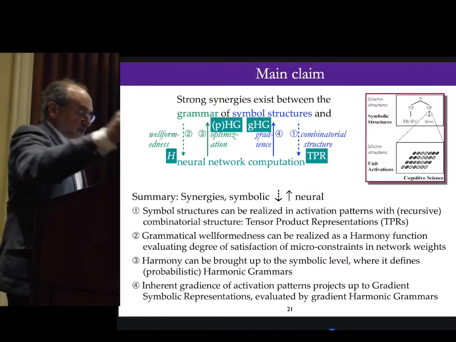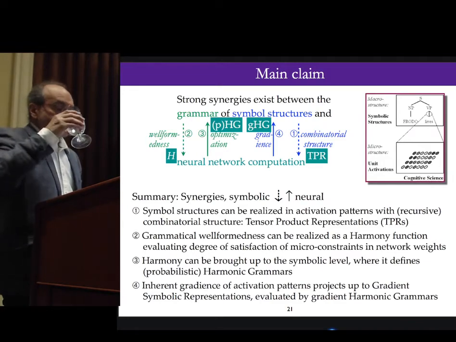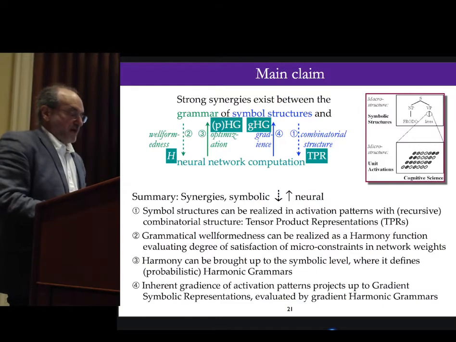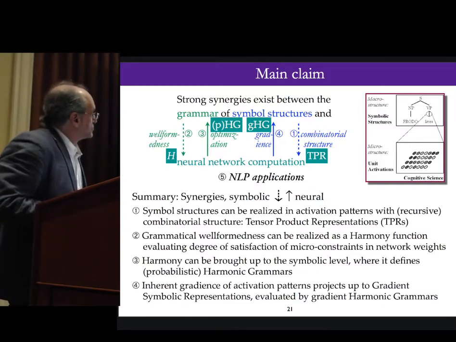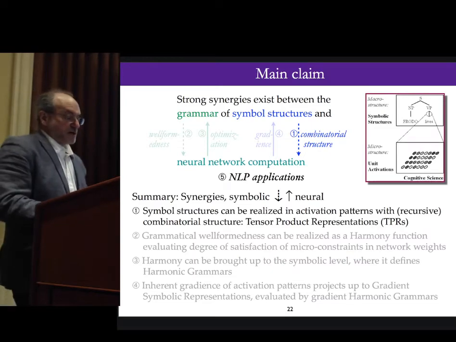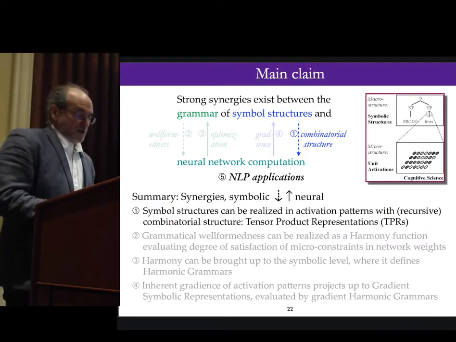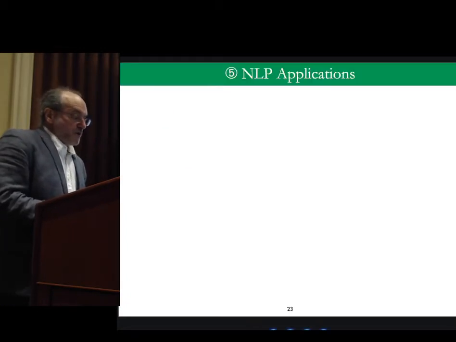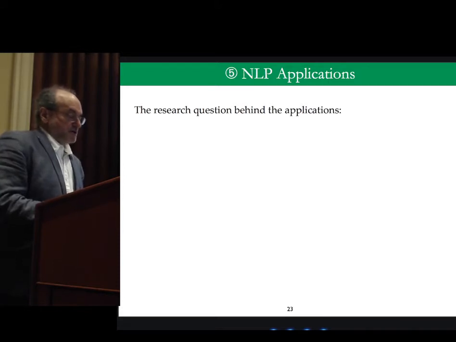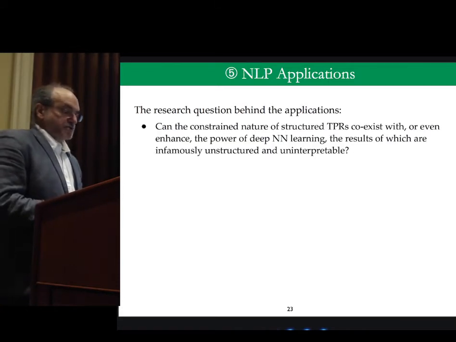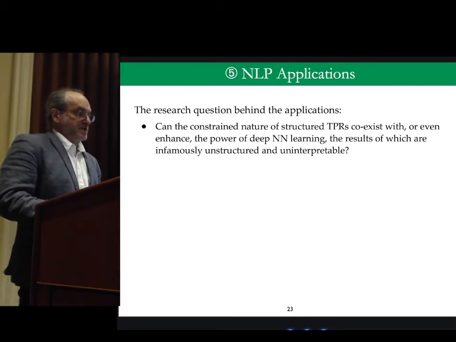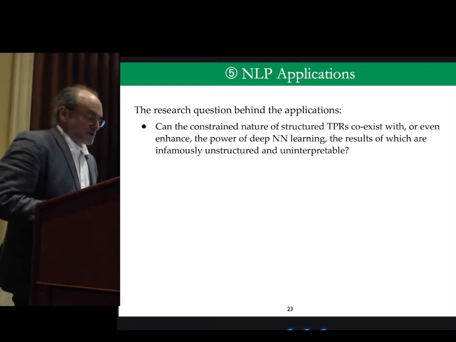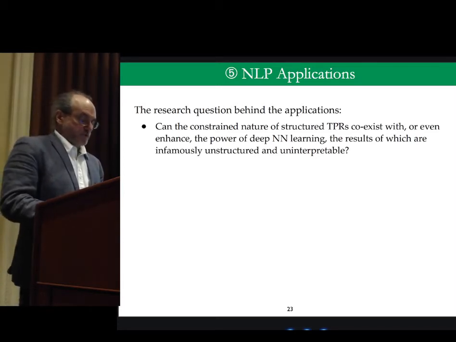Okay, so now we are in a position to move to part 5, applications. We're going to be talking about applications that pursue only the first of these points so far. The research question behind these applications is this: can the constrained nature of structured TPRs coexist with, or maybe even enhance, the power of deep neural network learning, the results of which are notoriously unstructured and uninterpretable?